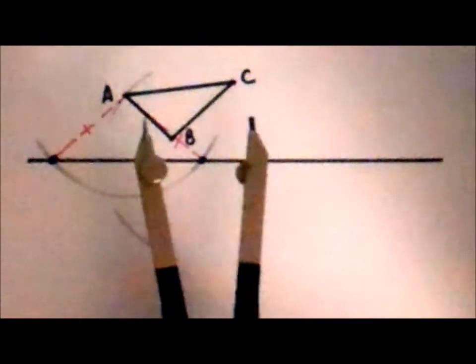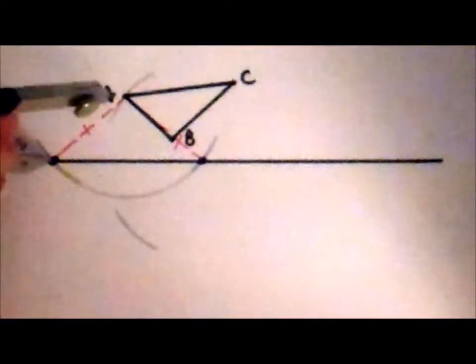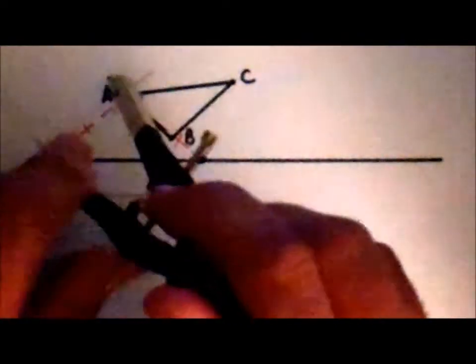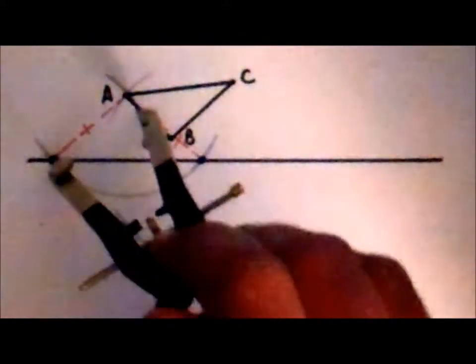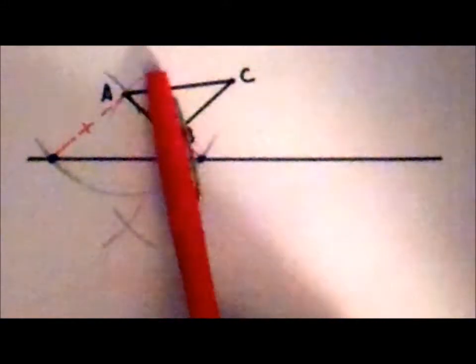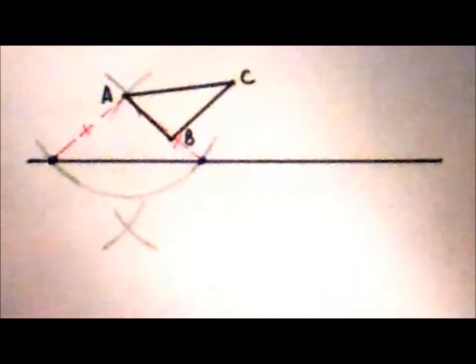Once again, don't change your compass. We're going to put our pointy end here on the other side. Again, just check to make sure above that our arc does indeed go right through point A, and go ahead and come down and draw an arc below it. As you can see, we have two arcs intersecting up here, and they intersect at point A. Two arcs intersecting at a point down here.